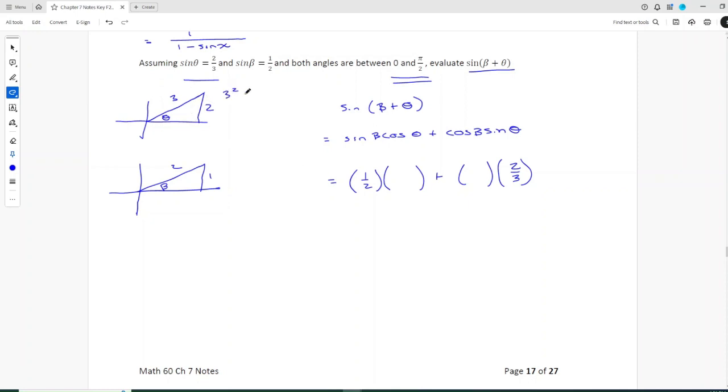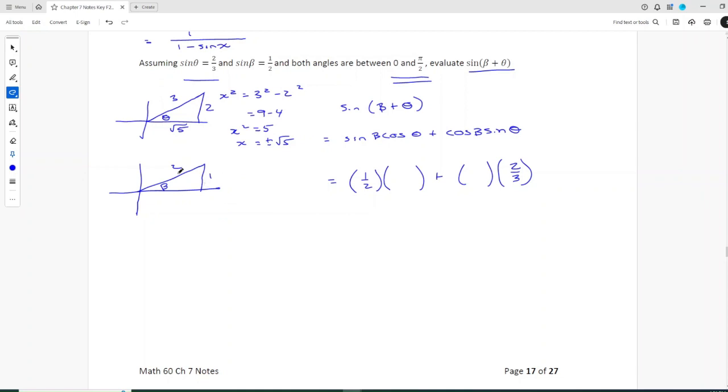So x squared is equal to 3 squared minus 2 squared, which is 9 minus 4, which is 5. That's what x squared equals. So x would equal plus or minus the square root of 5. Now, since we're in quadrant 1, it's obviously positive.